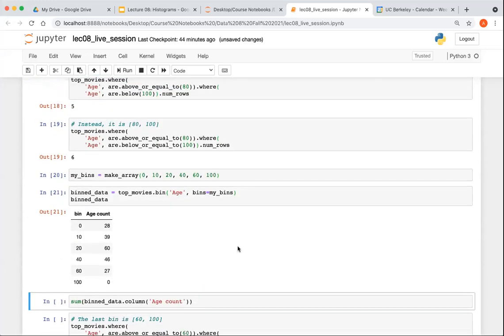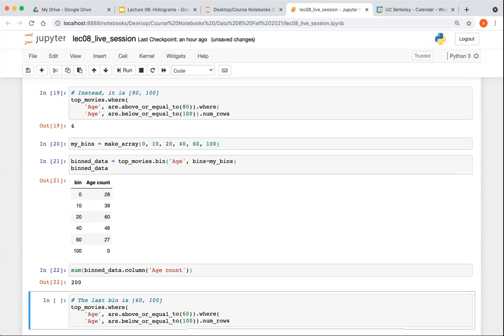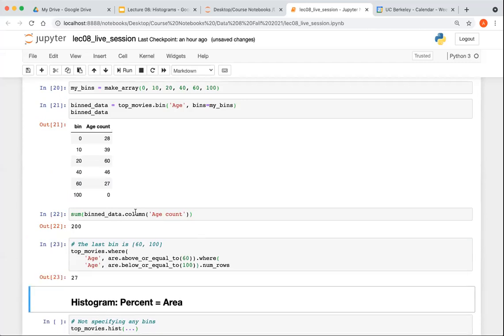If I do that, it will bin. It just applies the same criteria. The last bin is always inclusive of both endpoints. If there is not 100 there, it doesn't matter, does it? If there's no data at the end, then it doesn't matter. Okay, and so here also, you have got all 200 movies, and the last bin, 60 to 100, includes the movie that was at 100, right? Below or equal to 100.